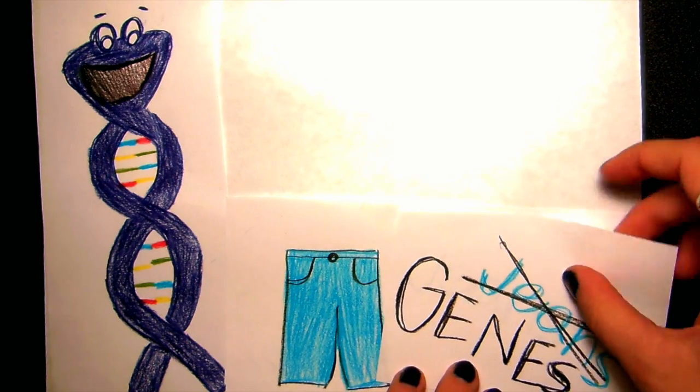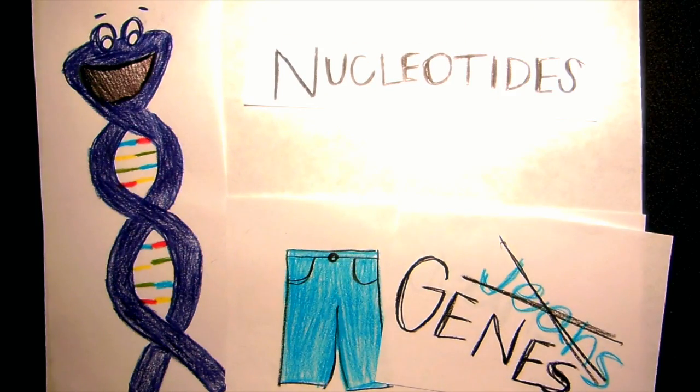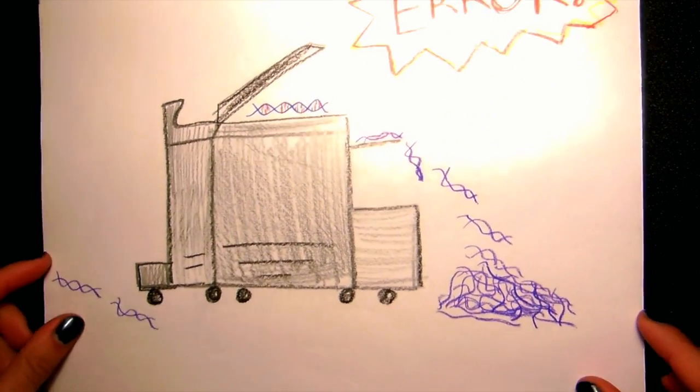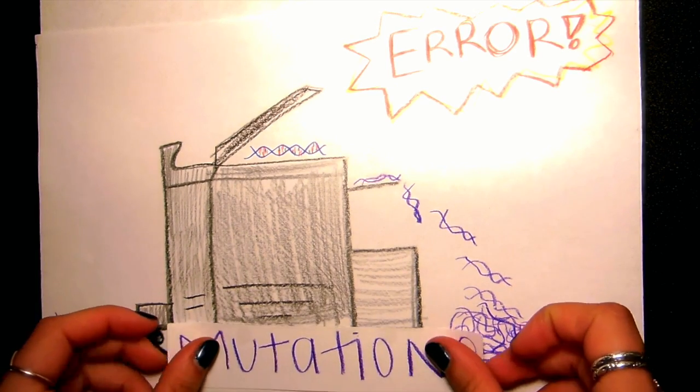No, not those kinds of genes. Each gene is composed of a sequence of 4 elements called nucleotides. 2 are always matched in pairs because they are complementary. DNA is copied very rapidly, so errors are very common. These errors are called mutations.